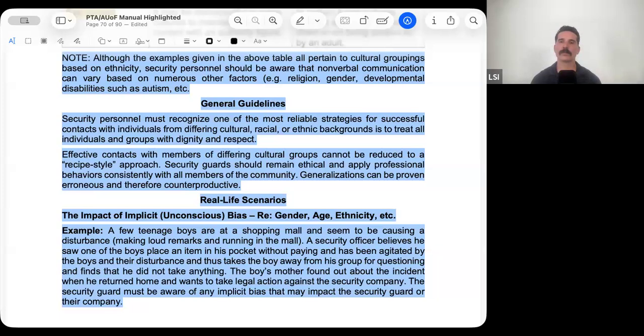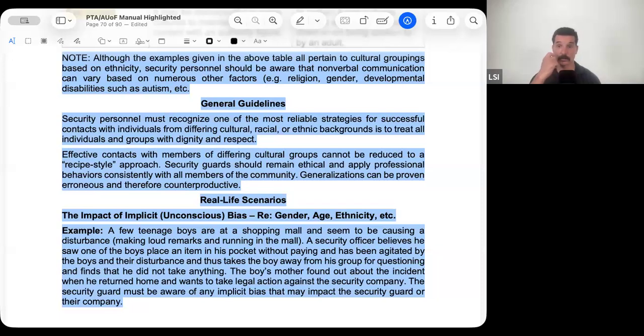Real life scenarios. The impact of implicit unconscious bias regarding gender, age, ethnicity, etc. Example, a few teenage boys are at a shopping mall and seem to be causing a disturbance, making loud remarks and running in the mall. A security officer believes he saw one of the boys place an item in his pocket without paying and has been agitated by the boys and their disturbance, and thus takes the boy away from his group for questioning and finds that he did not take anything.